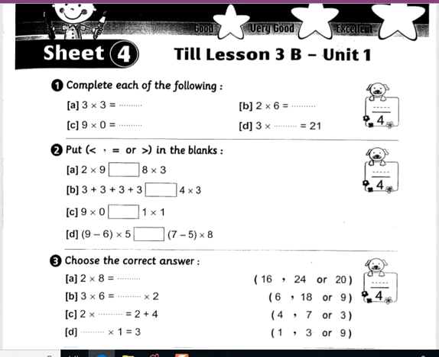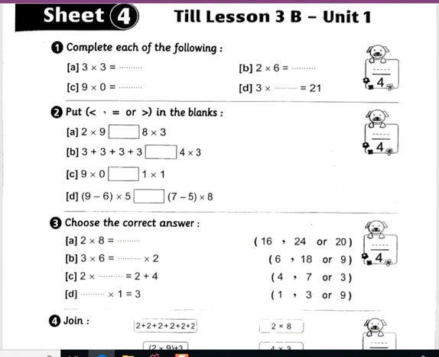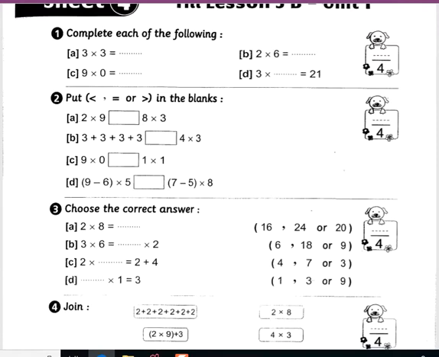Sheet number 4. Complete each of the following. He said 3 times 3. What's the meaning of 3 times 3? It means 3 repeated 3 times. Here we have 3 plus 3 plus 3, which equals 9.